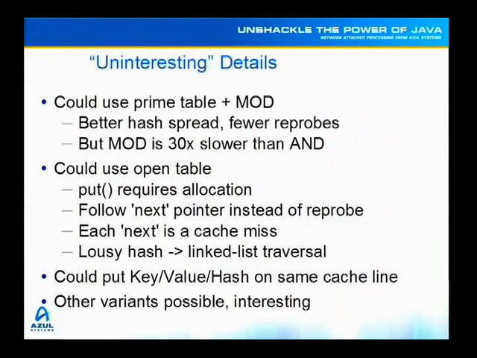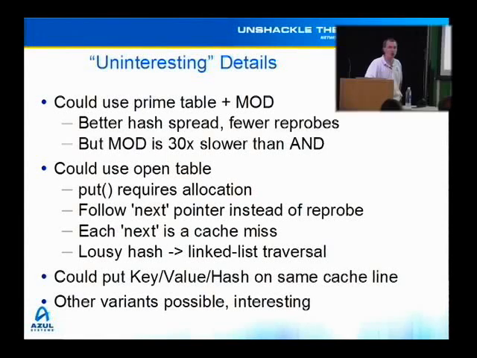OK, so odds and ends here. These are all engineering decisions that people might choose to do differently. The existing hash table uses a prime size table in the mod function. But a mod is like the cost of an L1 miss, L2 hit, a little more expensive than that. If I'm going to be hitting in my L1, I'd rather not screw with a mod. I'd rather just reprobe a few times.